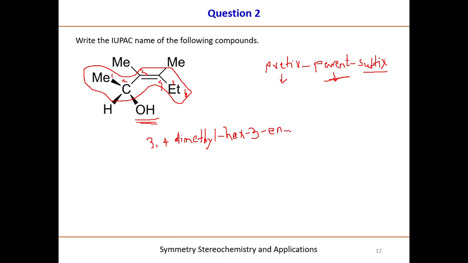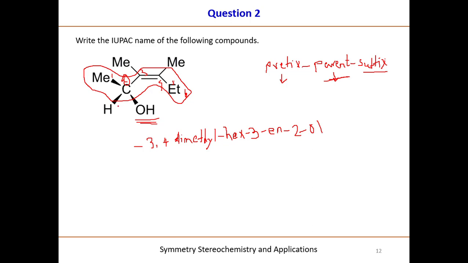Now in the last, what are we writing? We are writing the suffix. So what's the suffix here? Alcohol group, and it's present at the second carbon atom. So we will write here 2-ol. Ol for alcohol, 2-ol. So now this is the name of the molecule: 3,4-dimethylhex-3-en-2-ol.